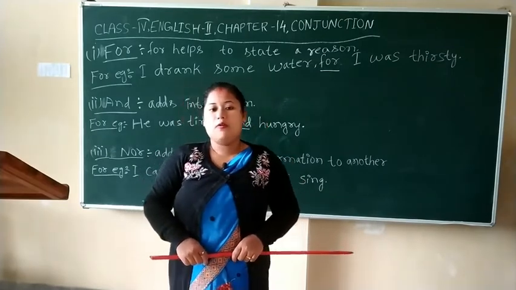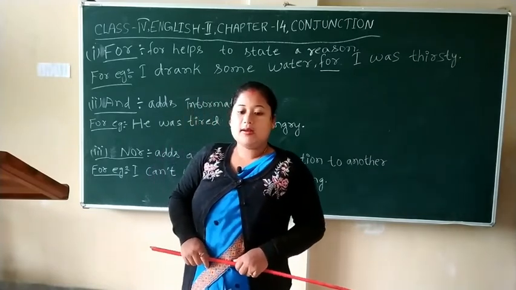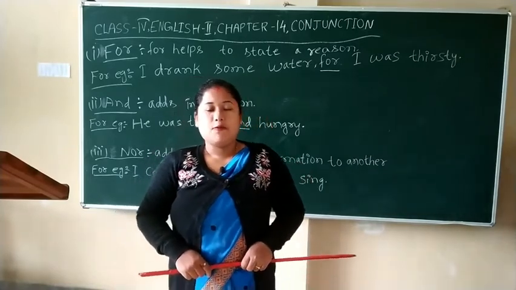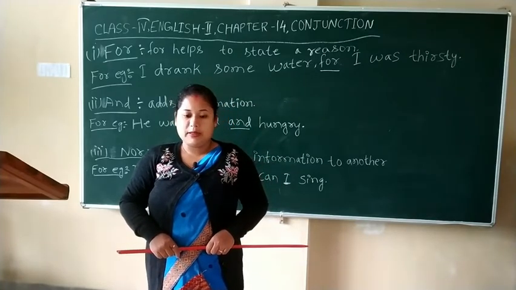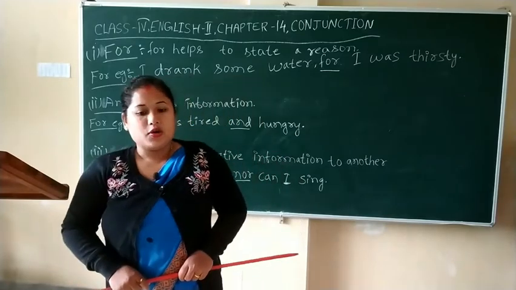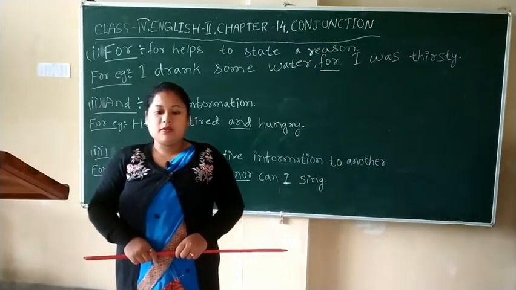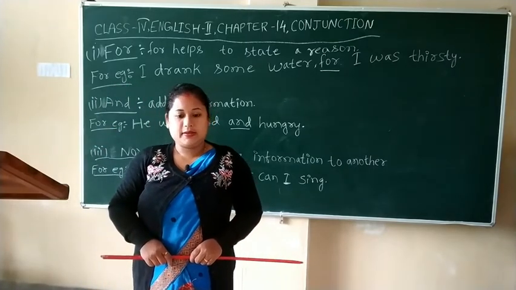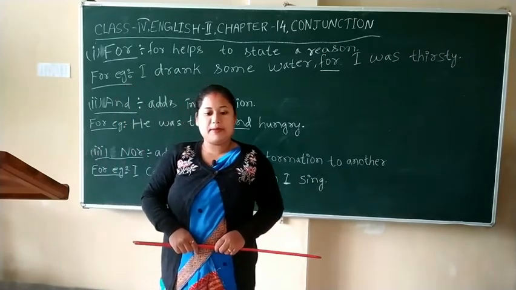Uses of for. For joins the sentences. For has the same meaning as because. It helps to state a reason. We sometimes use for as a conjunction when we write. It is not commonly used when we speak.